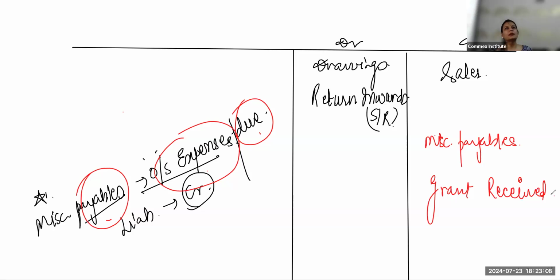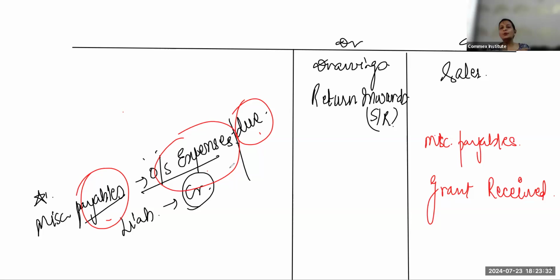Grant received is like if you're running an NGO or some kind of charitable institution, then the government gives the grant. Okay, so those are the grants received. Or sometimes you're into such a kind of business where the government would give you some grants or donations. So those receipts are shown on the revenue side.